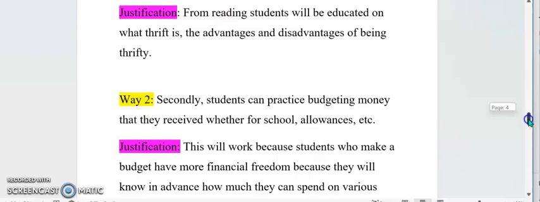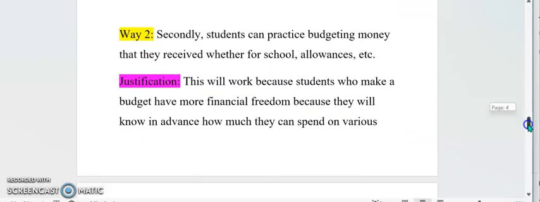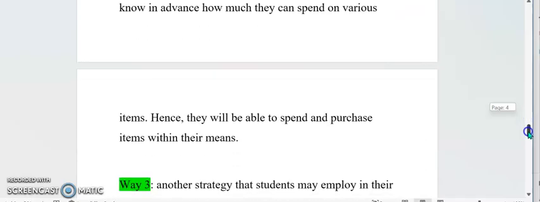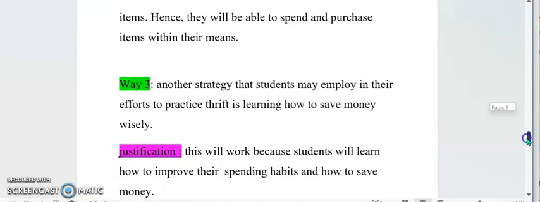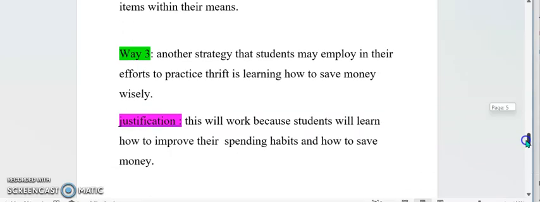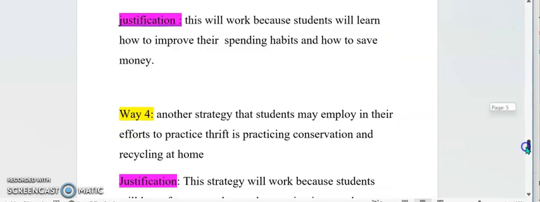Justification: this will work because students who make a budget have more financial freedom and purchasing power because they will know in advance how much they can spend on various items, right? Way three, another strategy that students may employ in their efforts to practice thrift is learning how to save money wisely. Justification: this will work because students will learn how to improve their spending habits and how to save money from an early age. Way four, another strategy is practicing conservation and recycling at home.